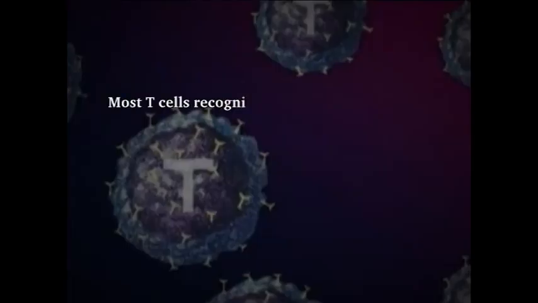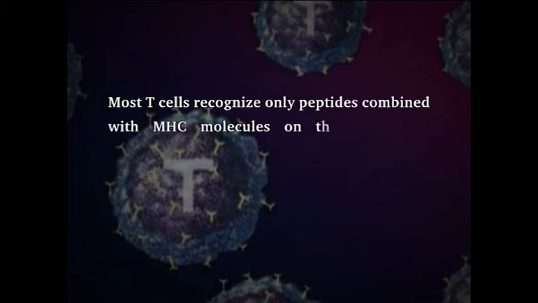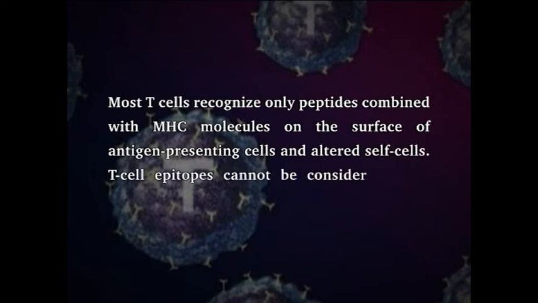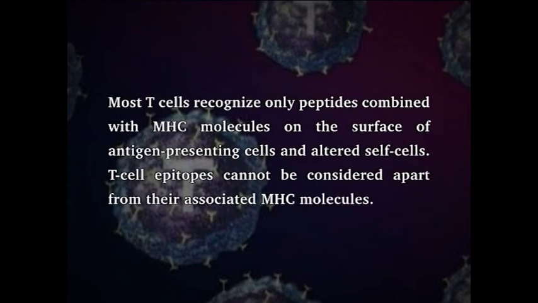Most T cells recognize only peptides combined with MHC molecules on the surface of antigen-presenting cells and altered self cells. T cell epitopes cannot be considered apart from their associated MHC molecules. T cells tend to recognize internal peptides that are exposed by processing within antigen-presenting cells or altered self cells.